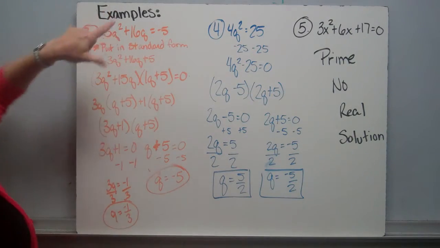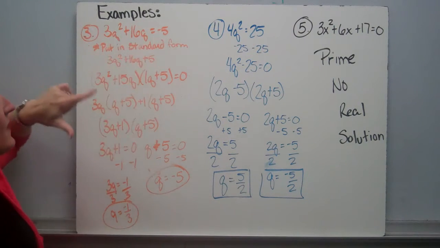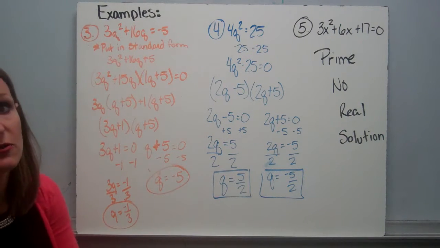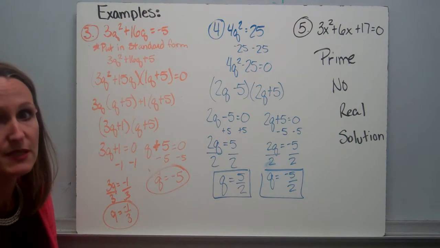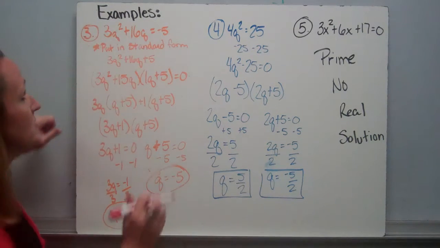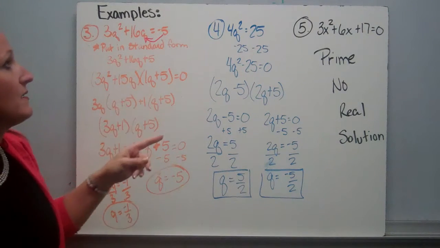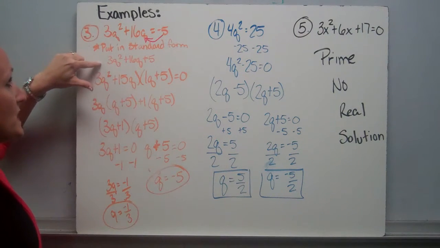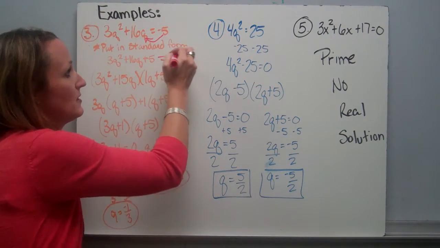Alright, let's say we have 3q squared plus 16q equals negative 5. This one's not in standard form. Remember, in standard form, it's ax squared plus bx plus c, and it should be able to be set equal to 0. So the first thing I want to do is bring this negative 5 over. Well, when I bring that negative 5 over, this becomes 3q squared plus 16q plus 5 equals 0.